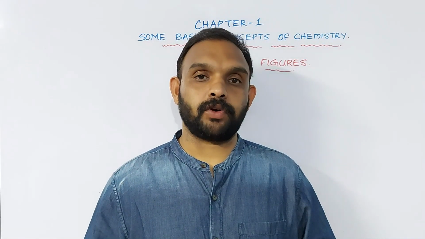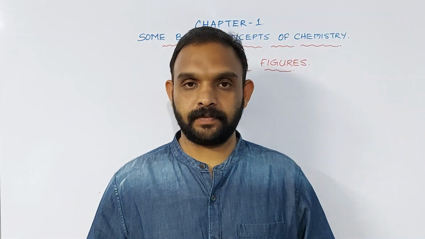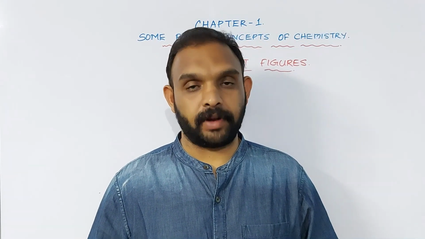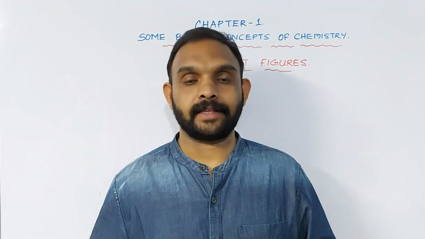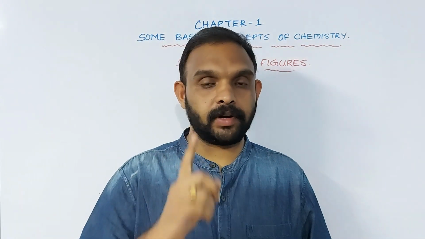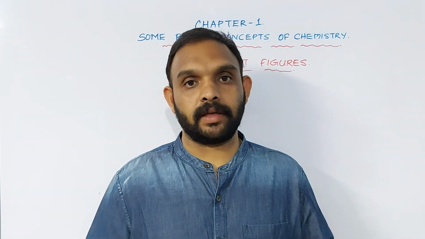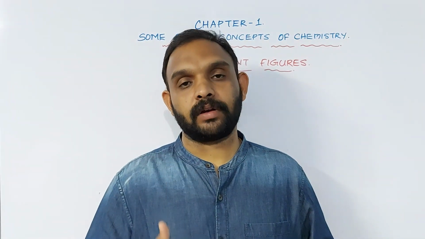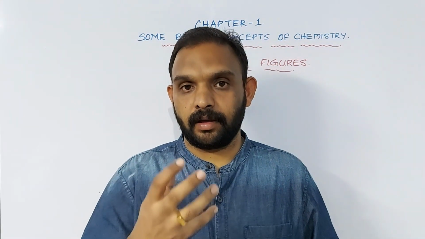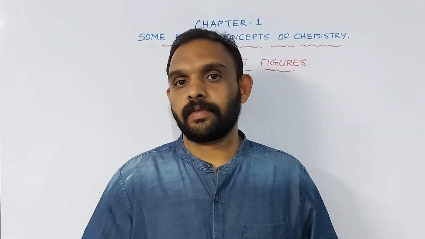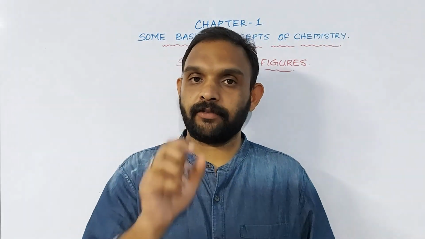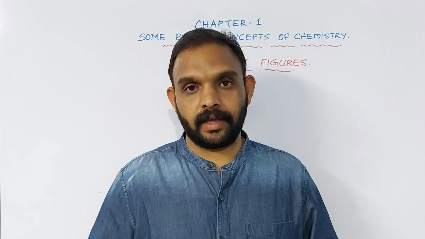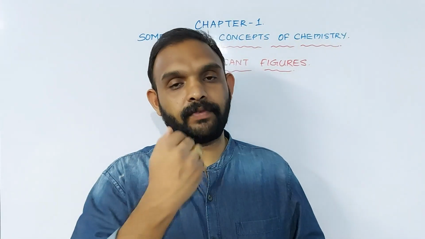Our first topic today is significant figures. We know that there may be two possibilities for an experimental value to come out wrong. First, the possible error made by the observer, I mean the one who is conducting the experiment, and the second one is the limitation of the apparatus. These two possibilities are there if there is an error in the experimental value. So this uncertainty can be overcome by significant figures.